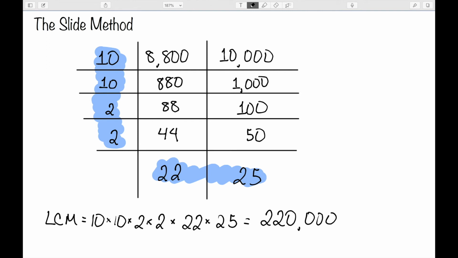Understanding how this works is a little bit tricky. So if I look at this, 10 times 10 times 2 times 2 times 22 is 8,800. 10 times 10 times 2 times 2 times 25 is 10,000. So the product of the numbers on the left and the numbers on the bottom row of the slide must be a multiple of the initial numbers. And since we don't repeat the factors that the two initial numbers have in common, in particular these factors here on the left, we get the smallest possible multiple of the initial numbers. So it's a little bit tricky to understand why this works.